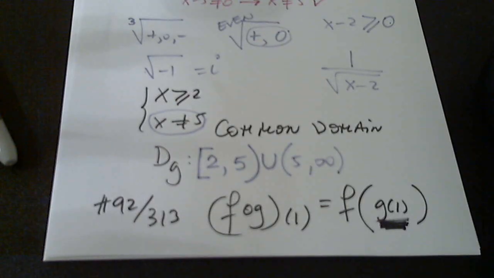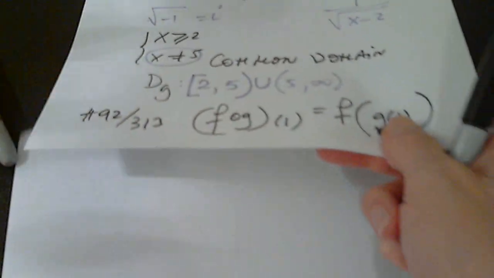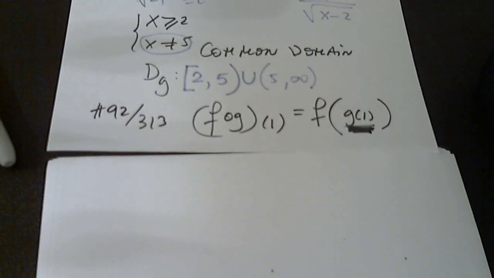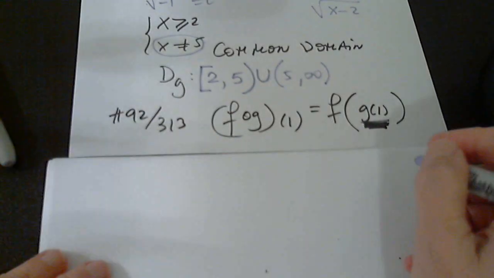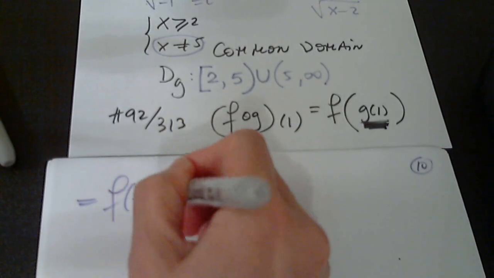Can anyone find g of 1 for us? G of 1. Say it again. -5. Excellent. Okay, so let me show everyone. So g of 1 means you imagine you draw a vertical line at 1. It crosses the graph of g in this point, and we read the y value. Perfect. Thank you, Christy. Okay, so this is now f of -5.